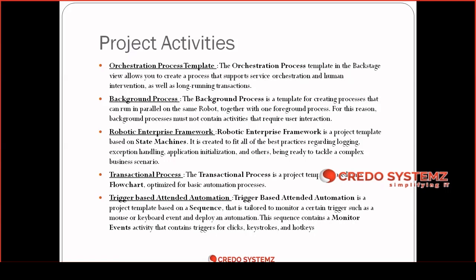Then we have something called a background process. A background process is basically going to be an unattended automation only, which means it runs in the background. So you're not going to have any user interaction. When you don't have user interaction, it is going to be running in the background where the user might not be aware of it. Those kinds of processes we call a background process.